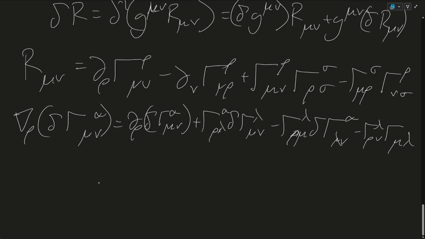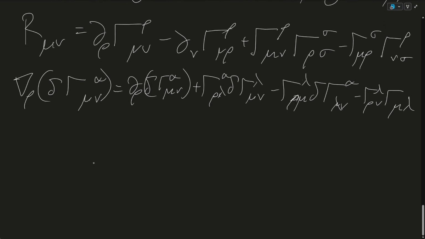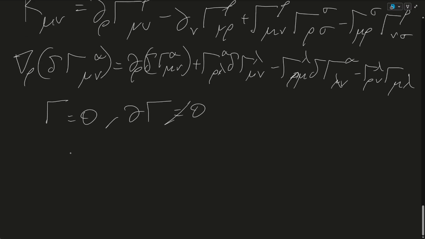And now we can use locally inertial coordinates, where that's equal to 0 at some points, but delta gamma is not equal to 0.